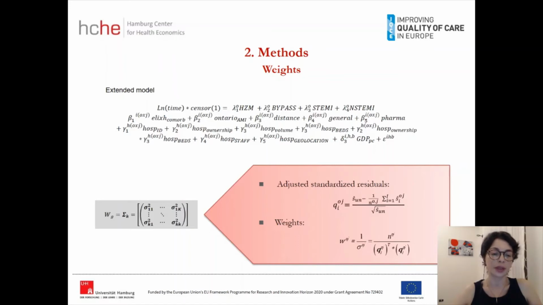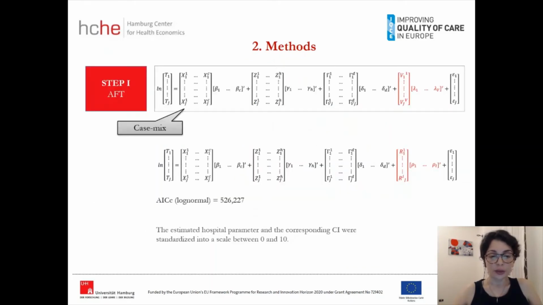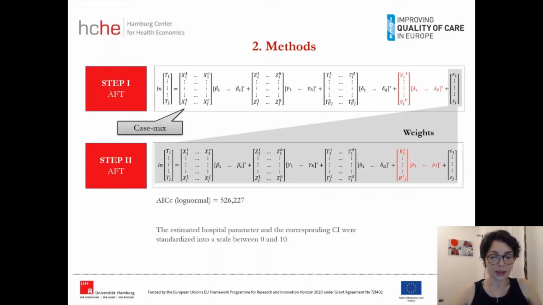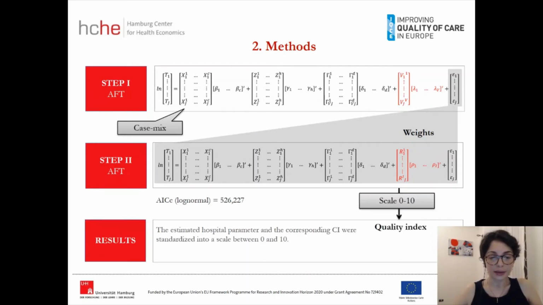So from the first step, the AFT regression, we obtained the variance-covariance matrix. This is not an identity matrix, since the system of simultaneous regressions allows for correlation across the elements. And then we computed the standardized residuals, and we derived weights from the inverse of this formula. So from the first step AFT regression, we obtained weights that we use in the second step AFT regression.